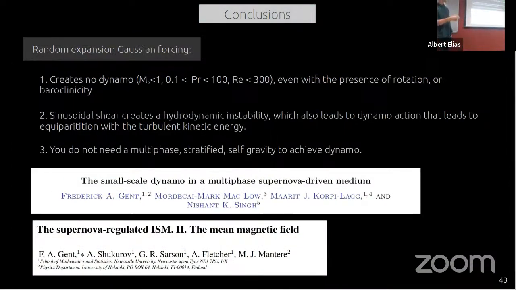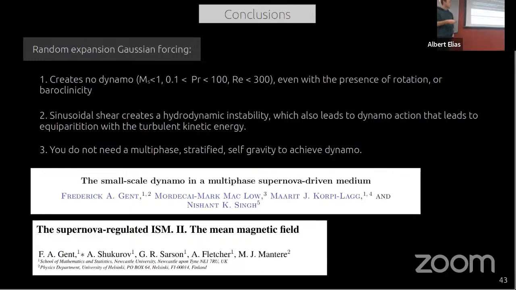So as conclusions for this project, these random expansion waves create no dynamo when you have only rotation or baroclinicity within the range of numbers that we tested. But this sinusoidal shear creates first a hydrodynamic instability and then leads to dynamo action, which by the end leads to equipartition between kinetic and magnetic energy.